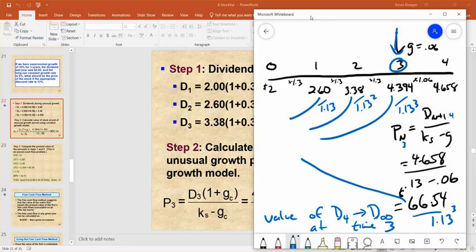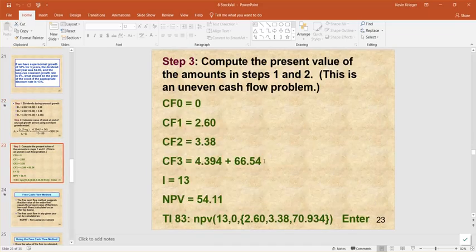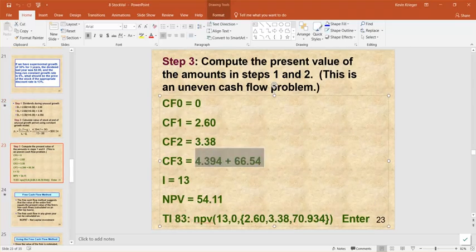Or you can use the NPV part of your calculator, right? You can make your cash flow 1, 2.60, your cash flow 2, 3.38, your cash flow 3, you have to combine. Since those both are at time 3, both the value of the dividend there and the big lump sum for dividends 4 through infinity, that has to be added, and you get $70.90 or so for time 3. Use 13% as your discount rate. You have to use a 0, a placeholder there, right?